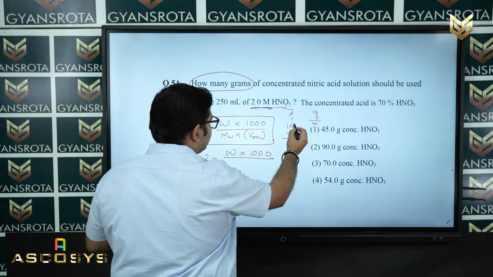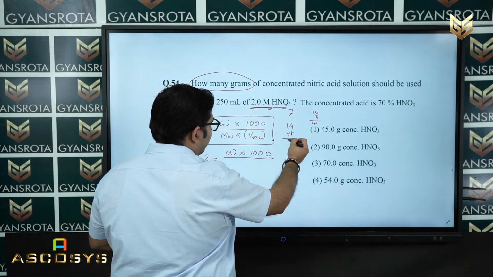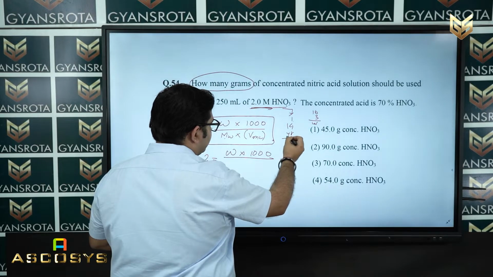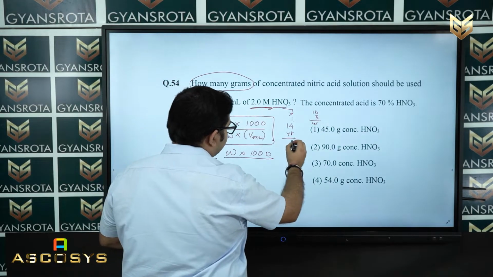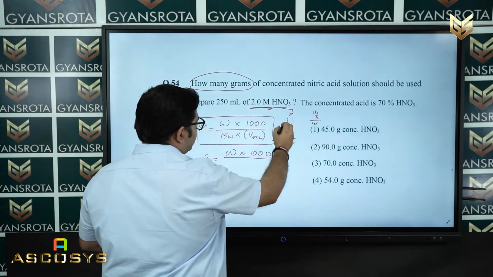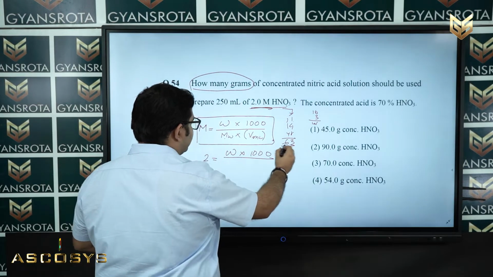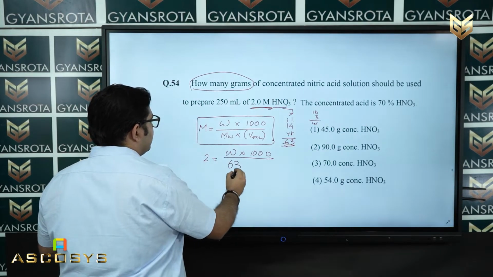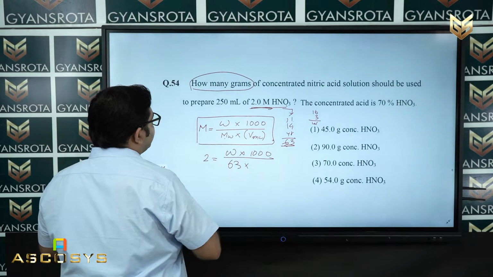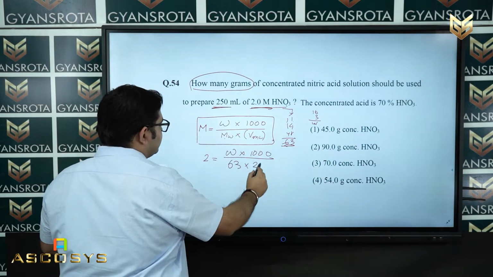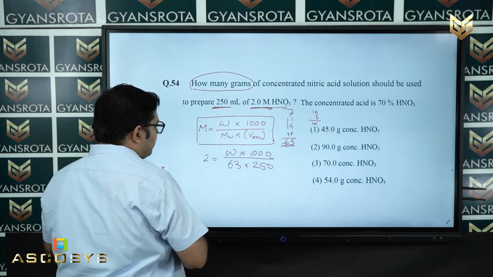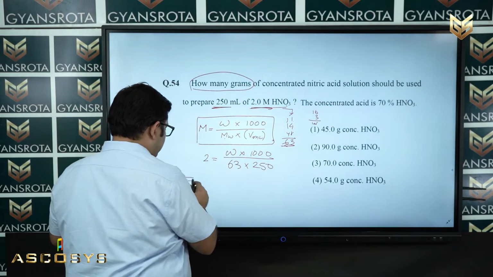Now if you do the calculation, that is 4 plus 1, that is 5, 5 plus 8, that is 13, 1, that is 2, 4, 5, 6, yeah, 63. So 63 is the molecular weight, and the volume they have given is 250 ml. So 250. Okay, now just do the calculation here.